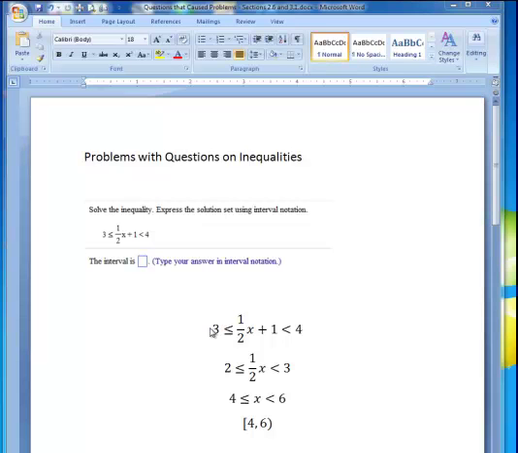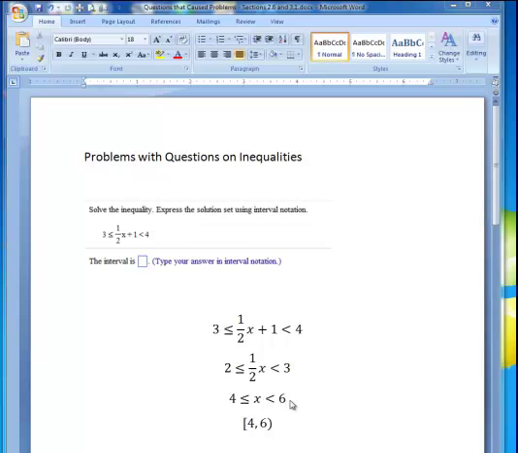So instead of 3 is less than or equal to 1 half x plus 1, which is less than 4, I get 2 less than or equal to 1 half x less than 3. Now at this point, I have a fraction in the middle. I want to get rid of the fractions, so I'm going to multiply everything by 2. That gives me 4 is less than or equal to x, which is less than 6.